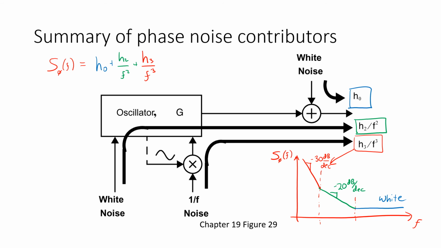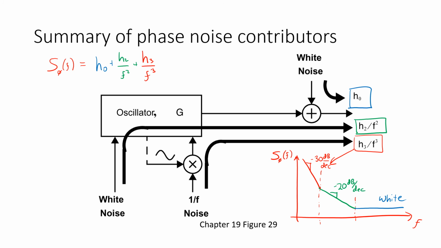Precisely where these break frequencies arise, of course, depends on the values of the constants H0, H2, and H3, which in turn depend on the design of the oscillator. But it's certainly always the case that at high enough frequency, the white noise will dominate. At low enough frequency, the minus 30 dB per decade 1 over f cubed term will dominate. And in any really practical integrated circuit oscillator, those two corner frequencies are separated by enough that you can almost always clearly discern a region in between where minus 20 dB per decade is dominant.